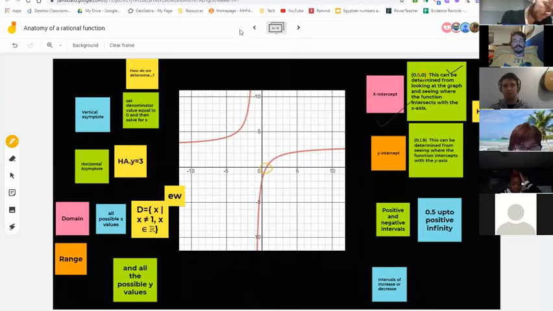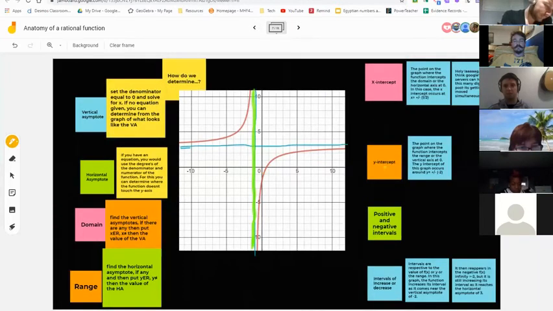Let's see what our Team 7 said about the x-intercept. We're having trouble with digital posts. Team 7, can you tell us a little bit about these, please?